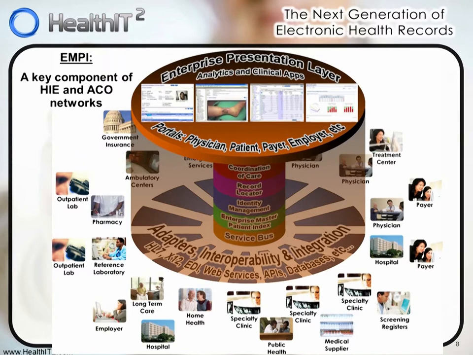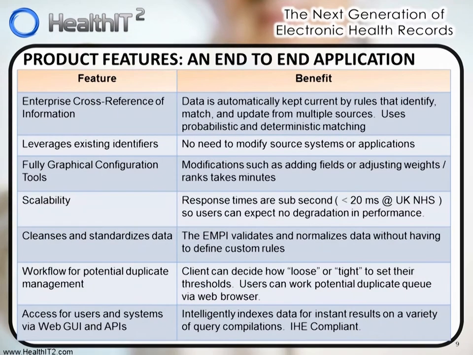Again, EMPI really becomes a crucial piece to this infrastructure because without it, we cannot really link records together between all of these different data sources. So at a high level, let's talk about some of the features and benefits you find within OHMPI, or the Oracle Healthcare Master Person Index.